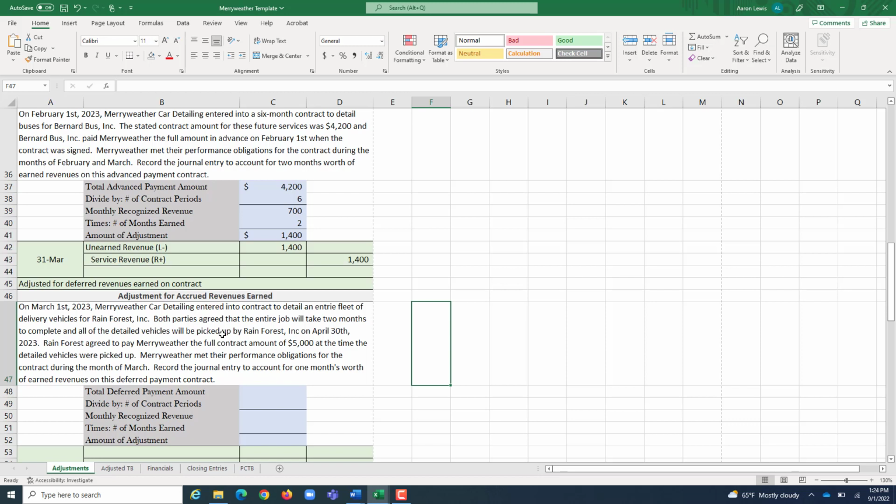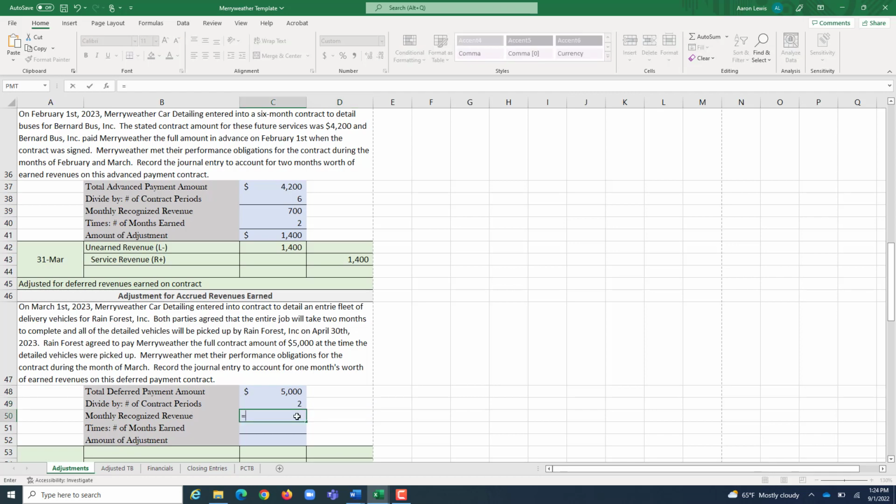So let's figure out how much we need to adjust for. Well, the total amount of this deferred payment contract, as stated above, is $5,000, as we're going to get at the end of April. Both parties have agreed that this is going to take 2 months to do, so there's 2 periods in the contract. If we recognize this, therefore, in a straight line, we should be recognizing at a rate of $2,500 per month.